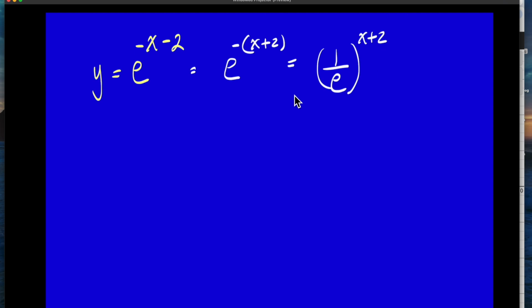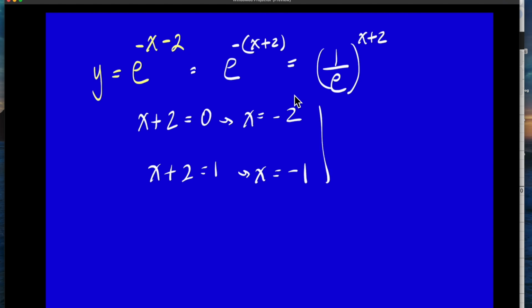Let's just go ahead and graph this. The way I graph these is to set the exponent equal to 0 and set the exponent equal to 1. I then solve for x. In this case, we're going to get x is negative 2, and here x is negative 1. Then I build a table, and I plug in the x values to get the y. If we plug in x equals negative 2 here, we're going to get 1 over e to the 0 power, which is going to be 1.